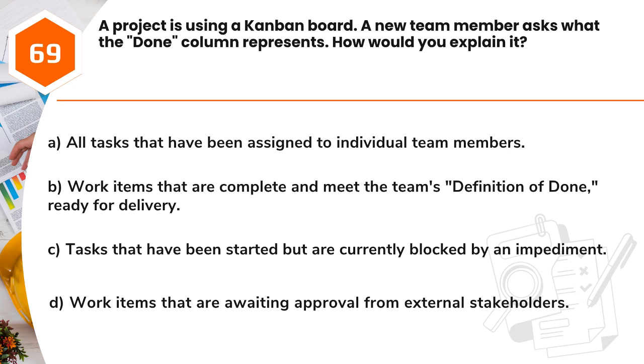Question 69. A project is using a Kanban board. A new team member asks what the "done" column represents. How would you explain it? A. All tasks that have been assigned to individual team members. B. Work items that are complete and meet the team's definition of done, ready for delivery. C. Tasks that have been started but are currently blocked by an impediment. D. Work items that are awaiting approval from external stakeholders.